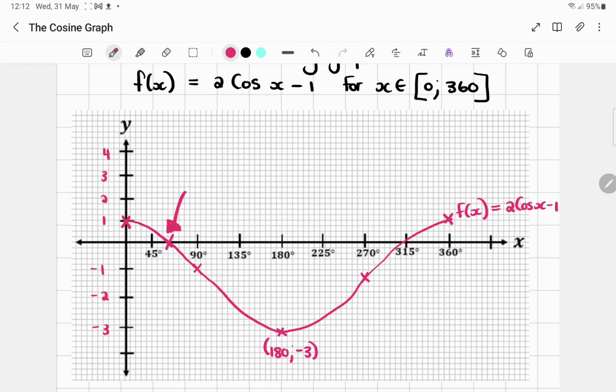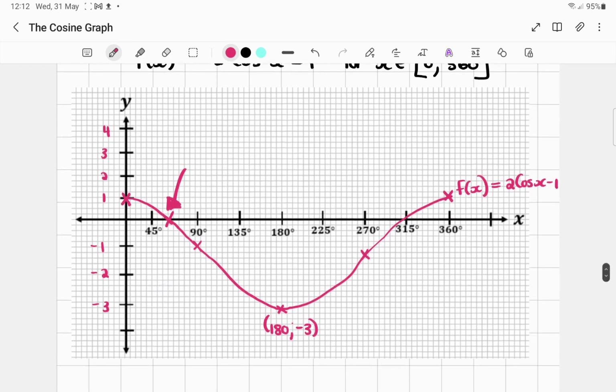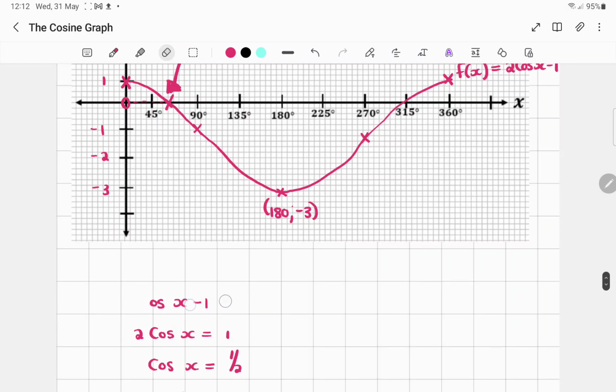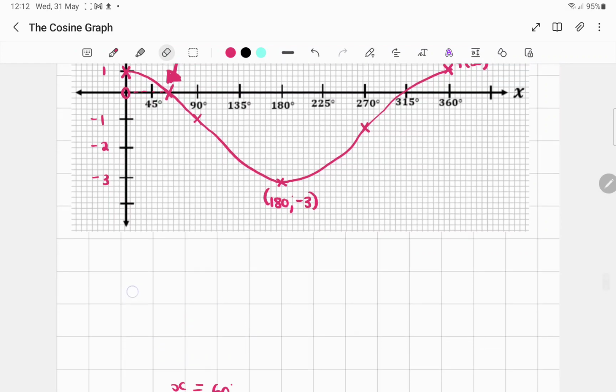So how do we find an x-intercept? If you can remember from straight line graphs, how do we find the x-intercept? By making y 0. So remember here, your y value is 0 over there. So for that x-intercept, y is 0. So let me just recalculate it here for you.